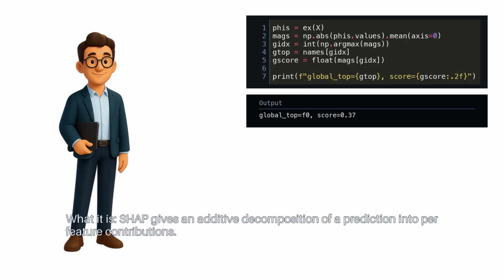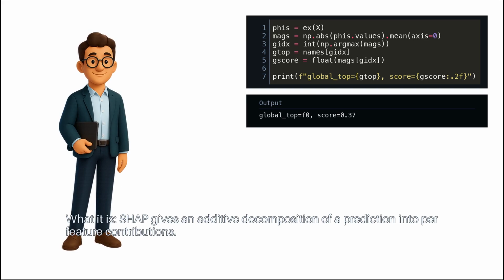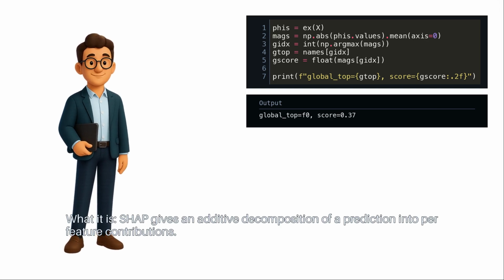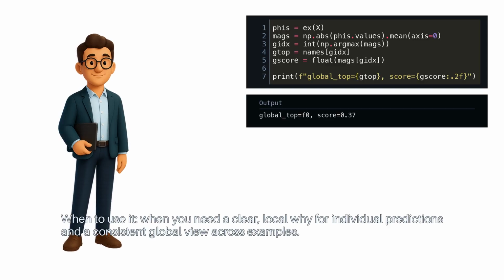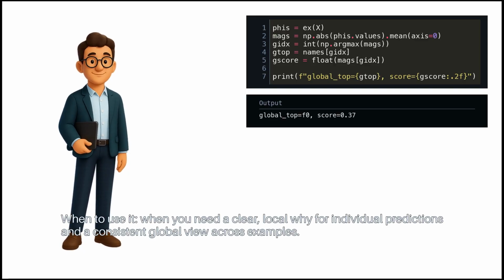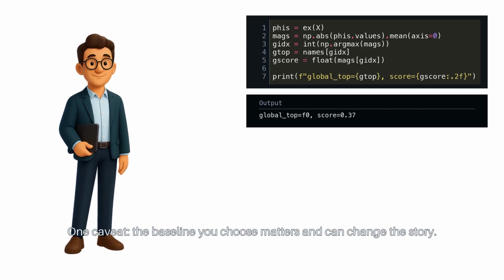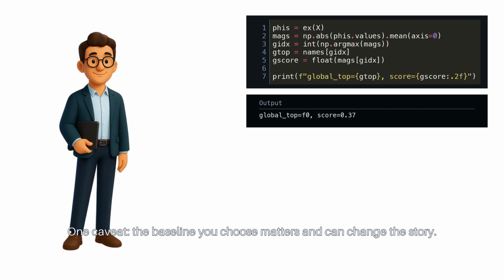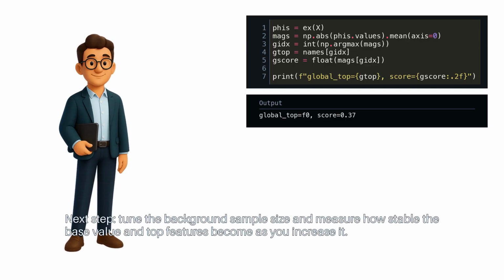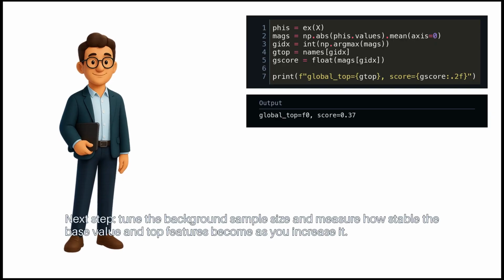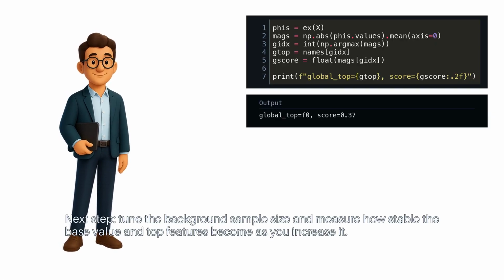Recap. What it is: SHAP gives an additive decomposition of a prediction into per-feature contributions. When to use it: when you need a clear local why for individual predictions, and a consistent global view across examples. One caveat: the baseline you choose matters and can change the story. Next step, tune the background sample size and measure how stable the base value and top features become as you increase it.